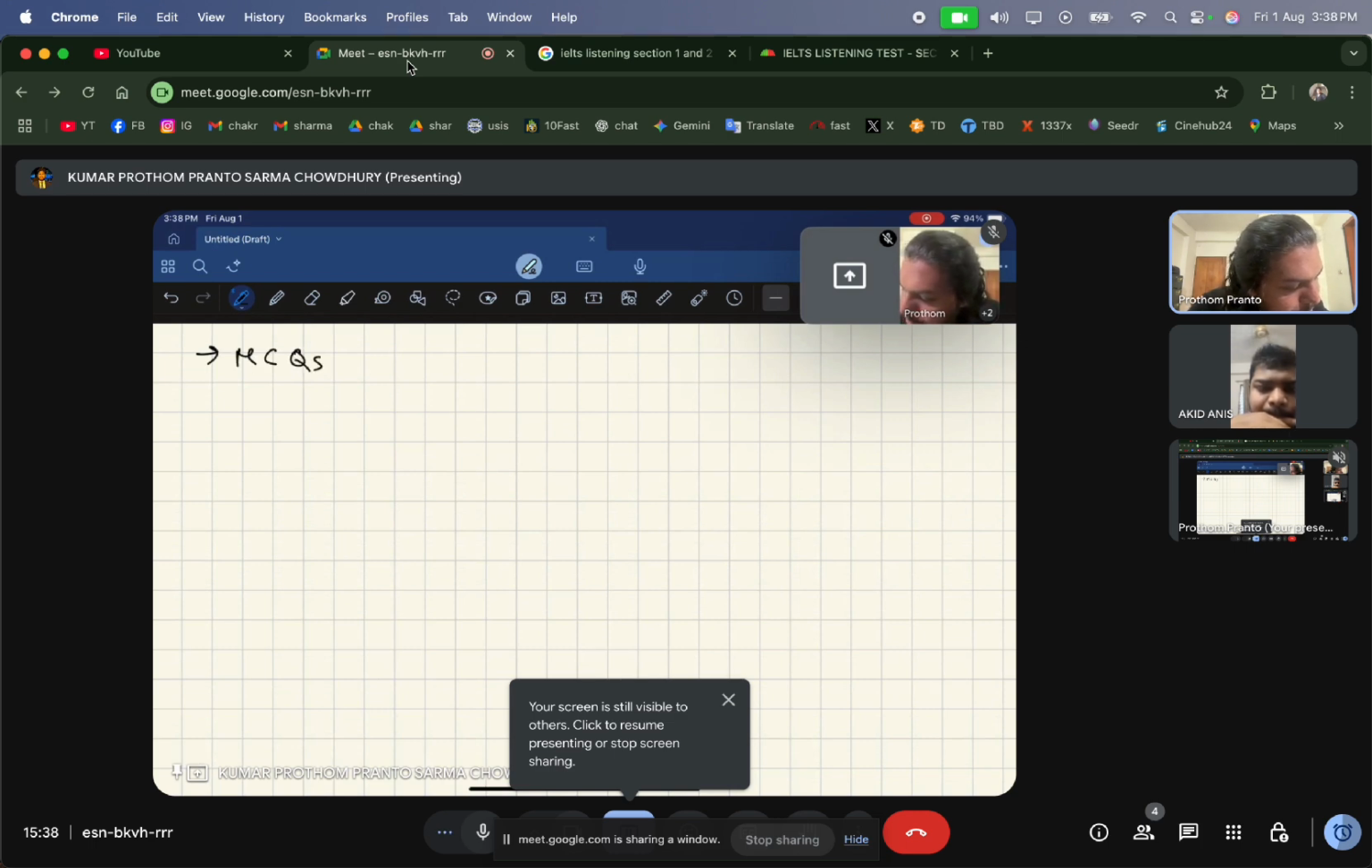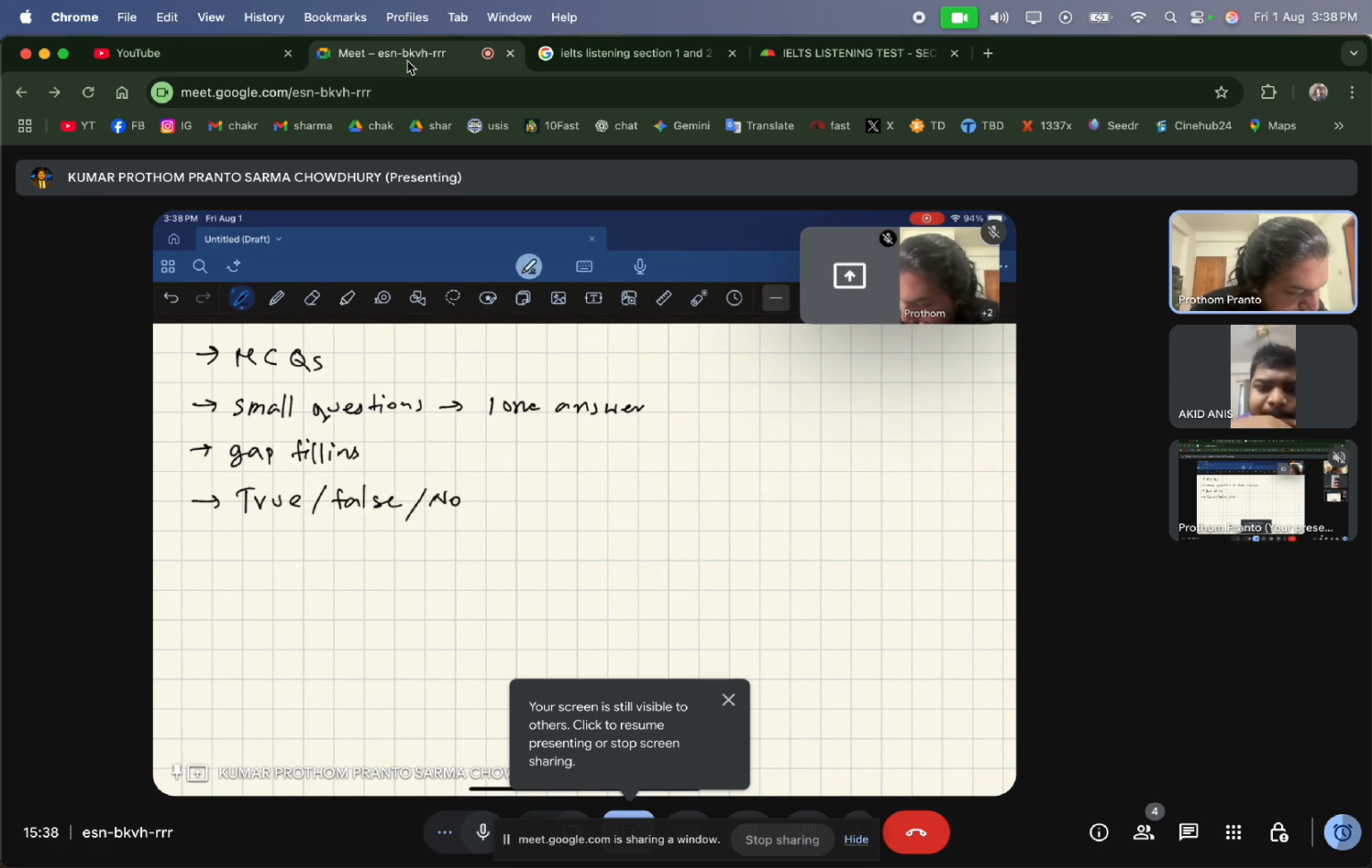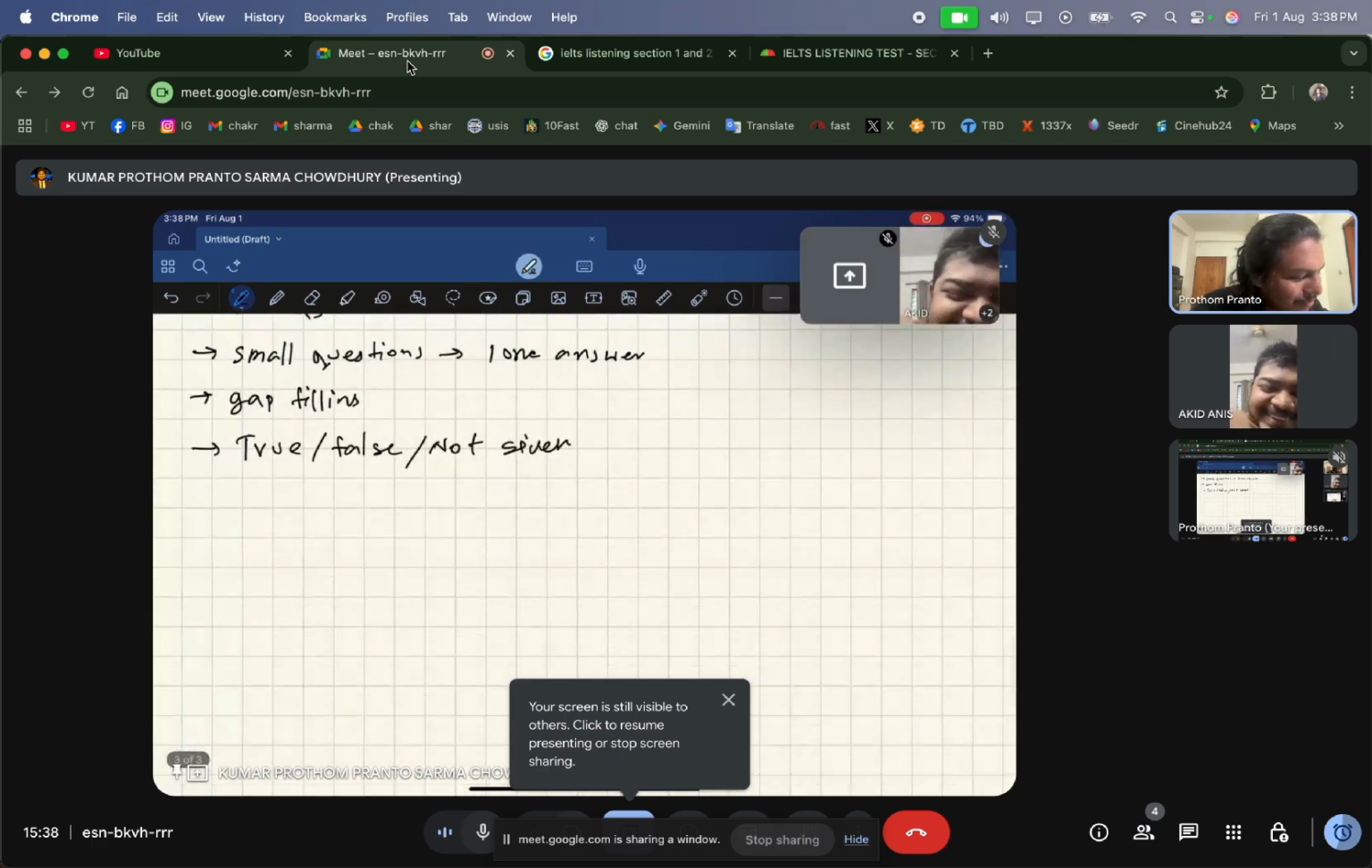MCQs, small questions like one word answer. Then obviously gap filling. Then true, false, not given. The most feared one, the one that is feared by everyone.